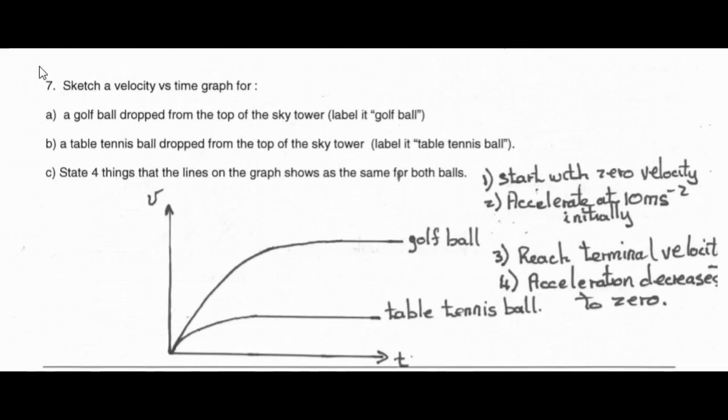So continuing on from question 6, we're on question 7. Sketch a velocity versus time graph for a golf ball dropped from the top of the Sky Tower in Auckland, but it doesn't matter, it could be any tower. Label it golf ball.